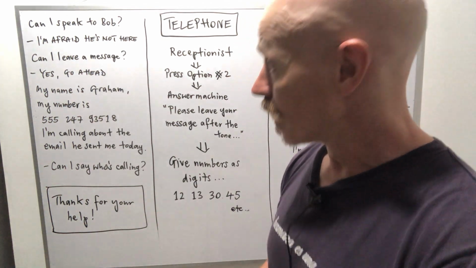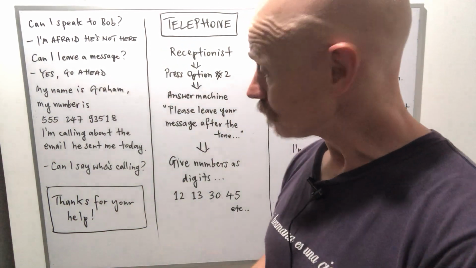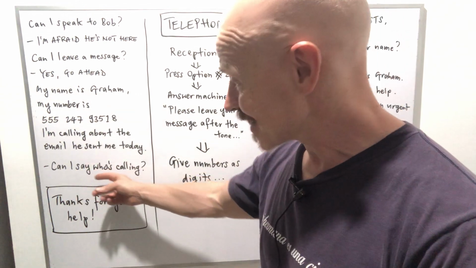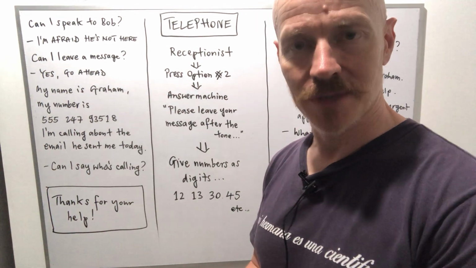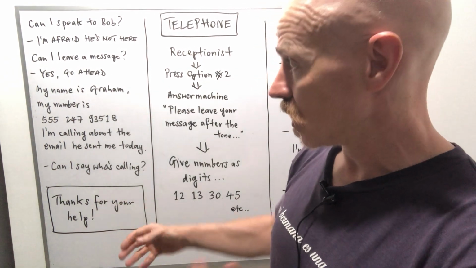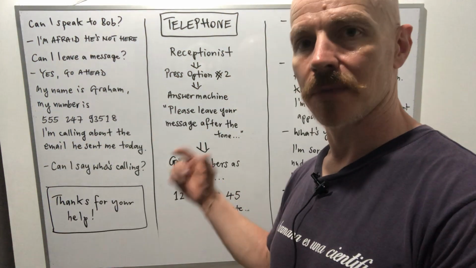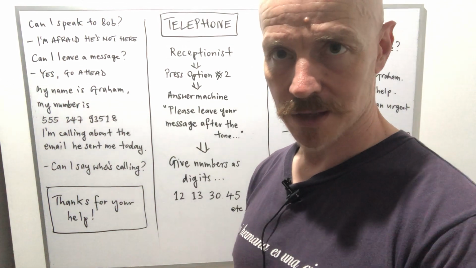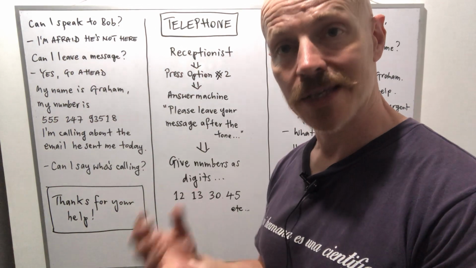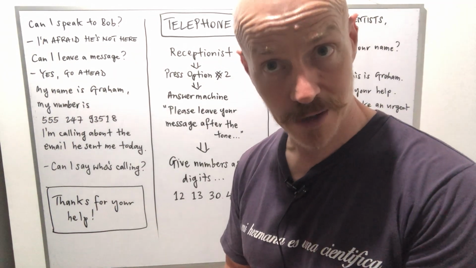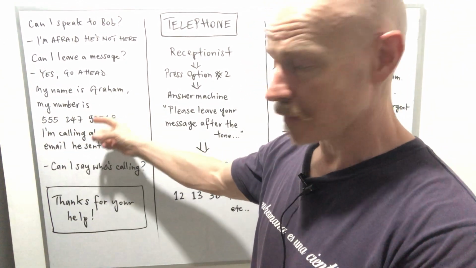Okay. Other thing you might get when you ring them up, hello, can I speak to Bob? You could get yes. Can I say who's calling? Oh, tell him it's Graham. They might ask you what it's about, what's it concerning, and you say, oh, I'm calling about the email he sent me today. Yeah, nice and clear. Now he knows what it's about. Put you through, have your conversation. Okay? And remember, give the number as digits.